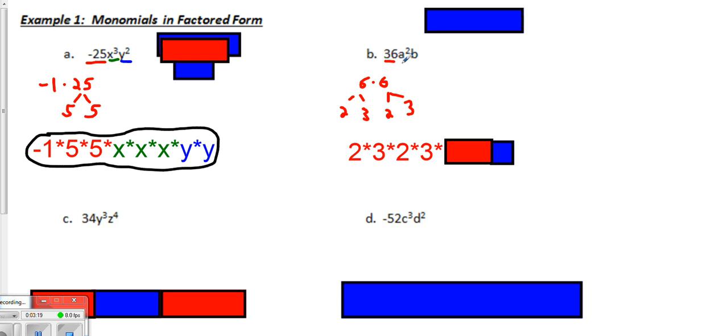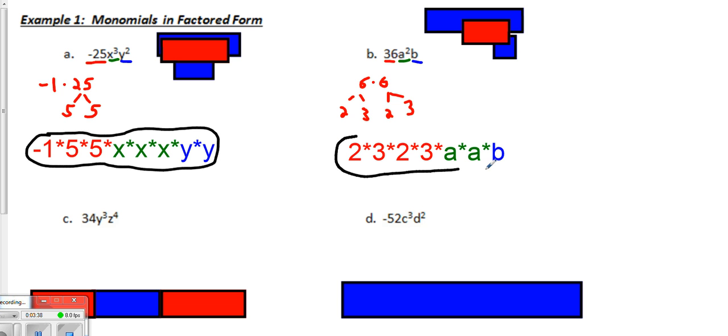Then again, we look at our a value. We have a squared, so that is a times a. And then lastly, we're looking at our b variable. There's just one of them. It's like b to the first power, so just b. So again, our factored form would be 2 times 3 times 2 times 3 times a times a times b.